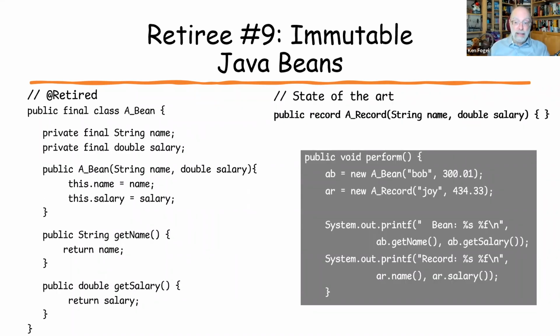Retiree number 9. We're coming to the end of our list here. Retiree number 9, the immutable Java bean. So look on the left, there's my @retired annotation. Here I have an immutable bean. And it's immutable because, A, it can only be initialized through the constructor, and it only has get methods. Get name, get salary, we initialize it. There are no setters.